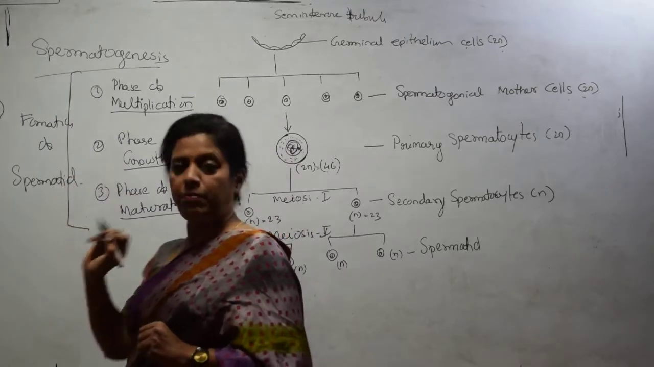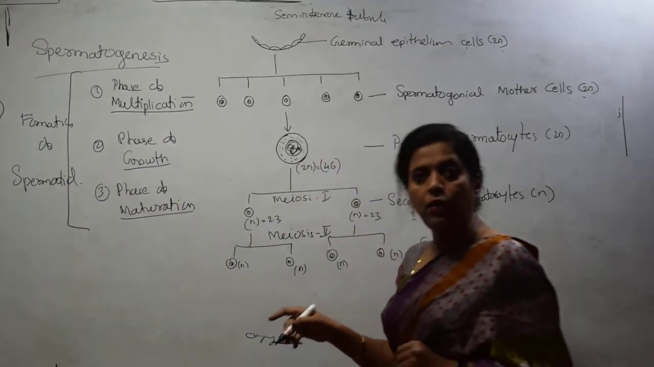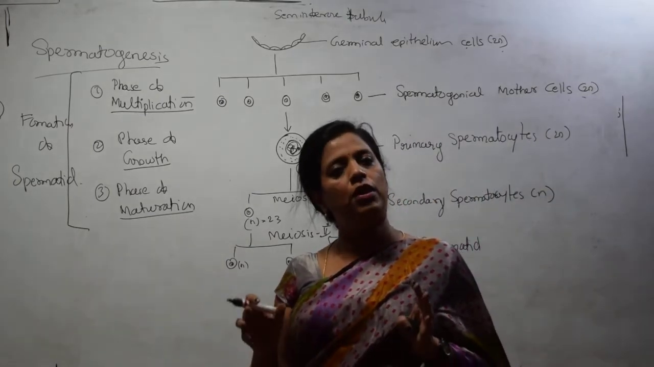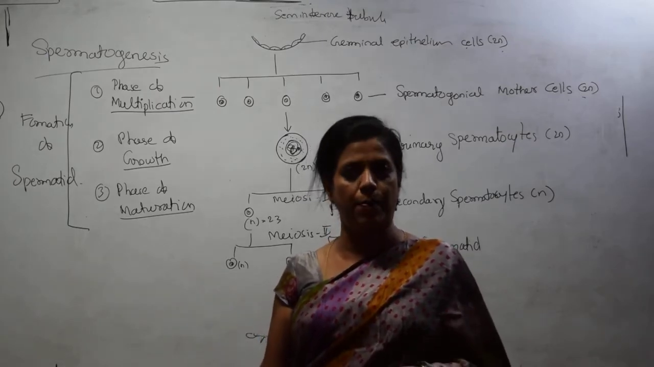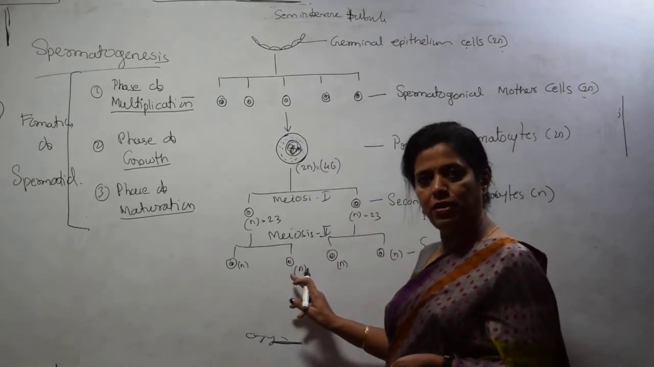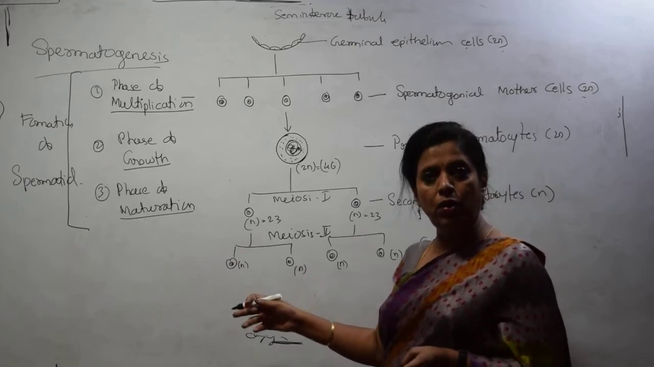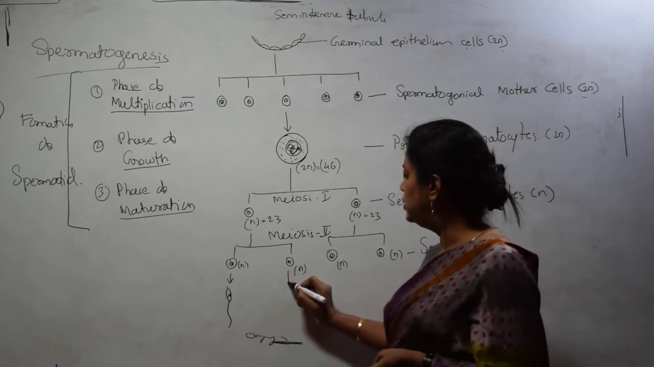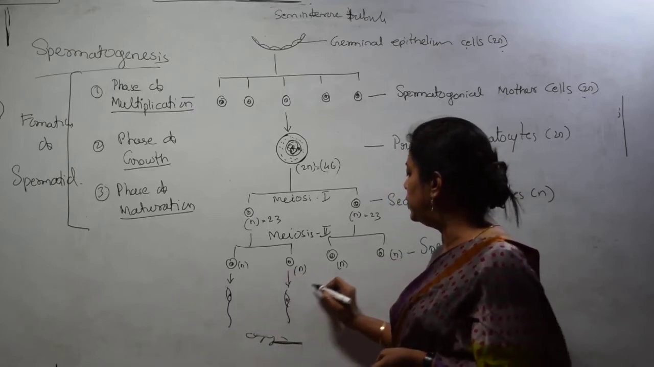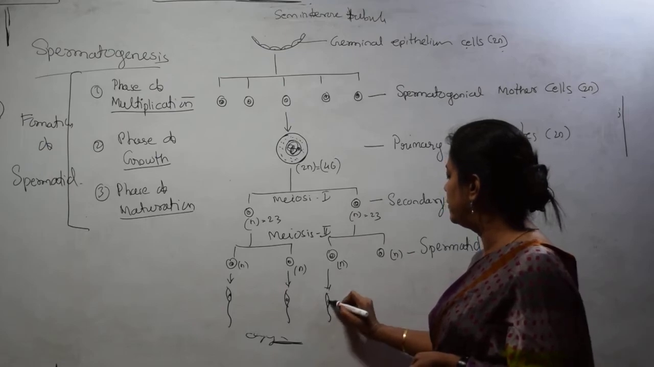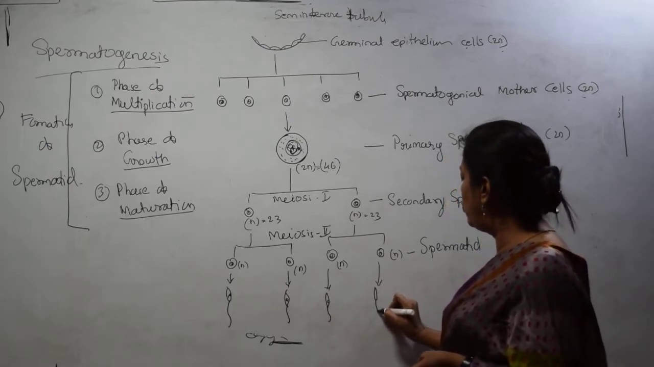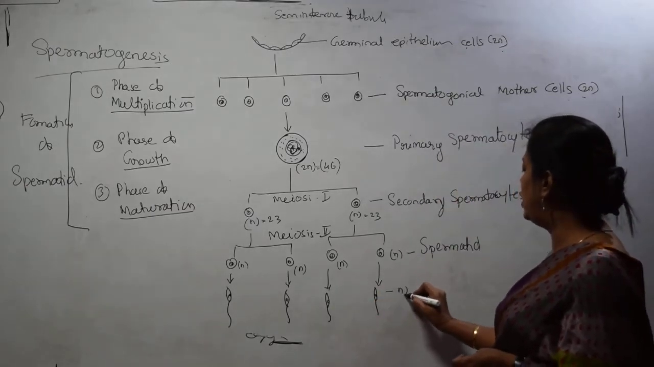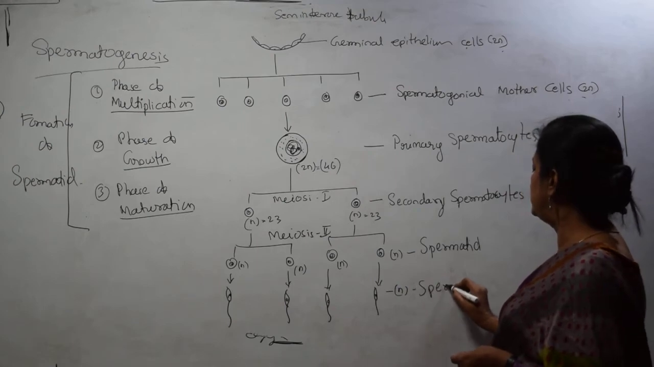Now, the spermatids formed right here will undergo metamorphosis. Structural, physical and physiological changes will happen, and these circular cells which are formed now will get elongated and become tadpole-shaped structures like this. These are nothing but sperms. So, these are the sperms. Totally, from one spermatogonial mother cell, 4 haploid sperms are formed. They are all haploid. These are the sperms.